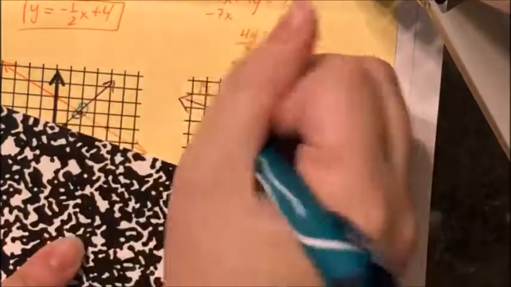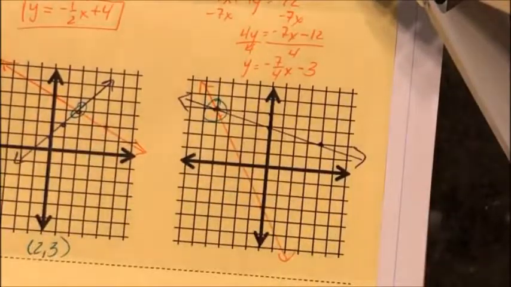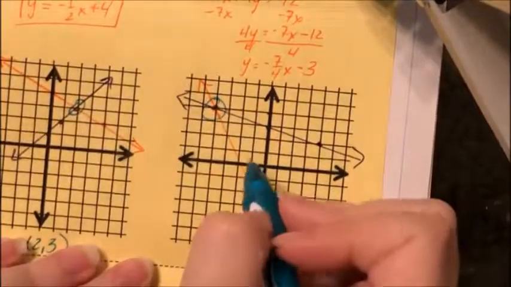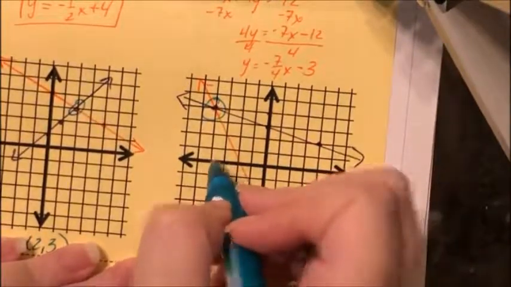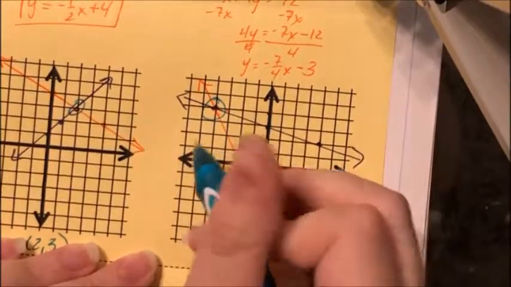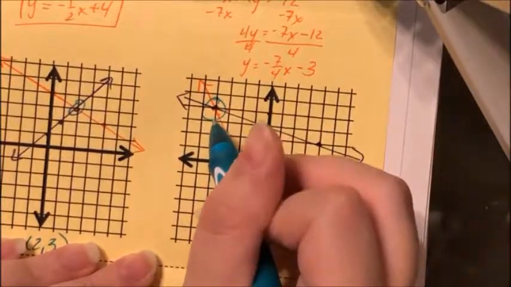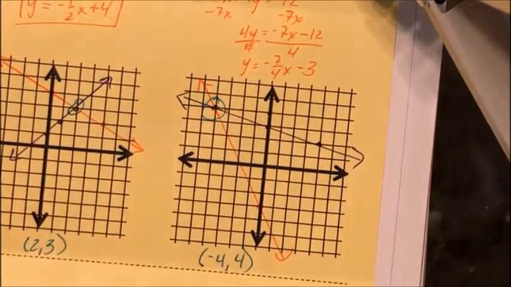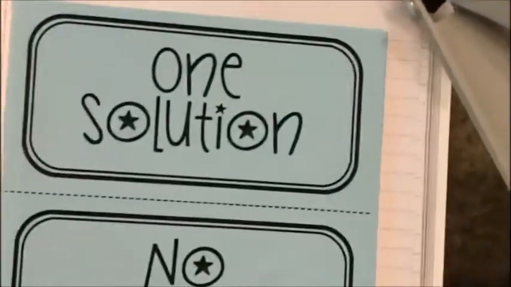Okay, so my point of intersection is right there. So it is 1, 2, 3, negative 4, comma, 1, 2, 3, 4. Negative 4, comma, 4. Okay? So that's the yellow foldable. Then we also have the blue foldable.